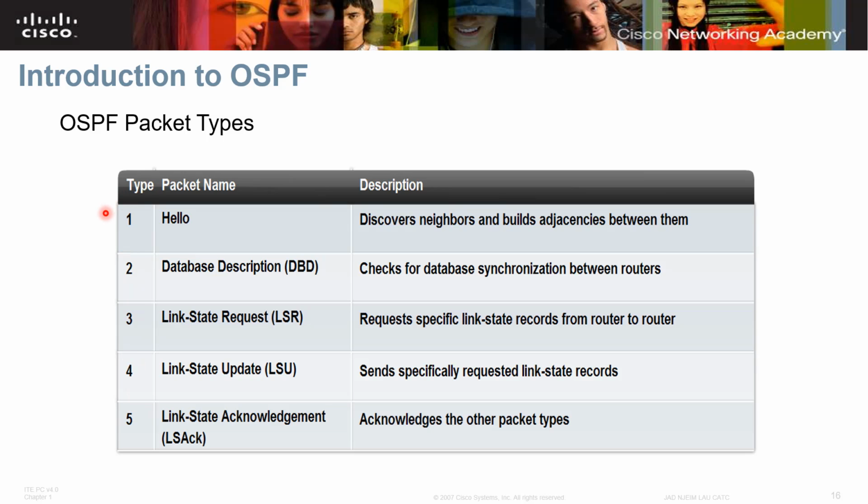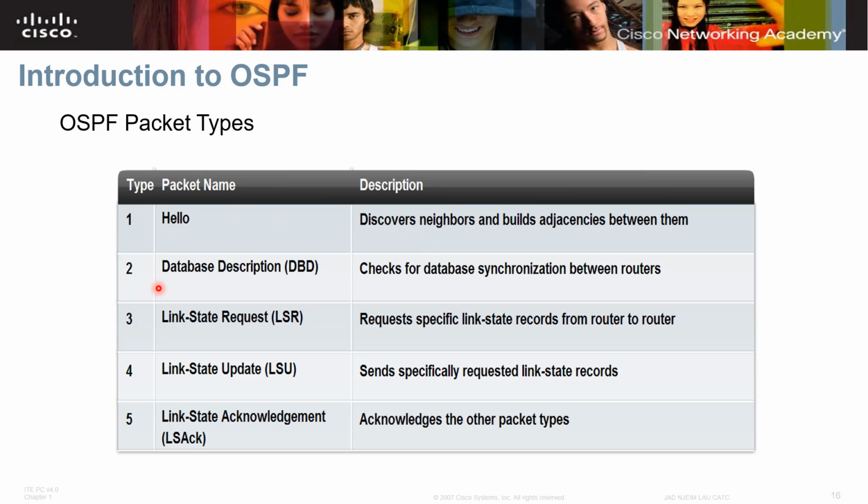This is the most important part, the OSPF packet types, and there will be one question here in the final. There are 5 types of OSPF packets. For each packet you should know the packet type and the function or description of this packet, or why we use it. The hello packet discovers neighbors and builds the adjacency between them. This is easy: hello packet to discover neighbors.